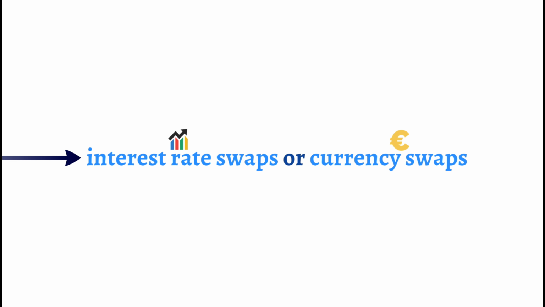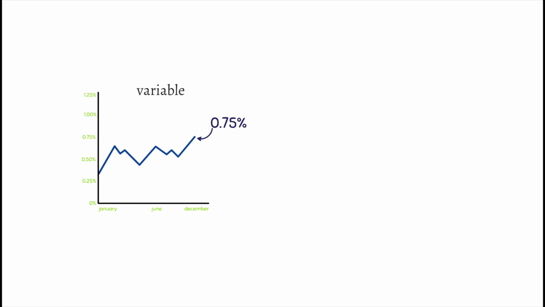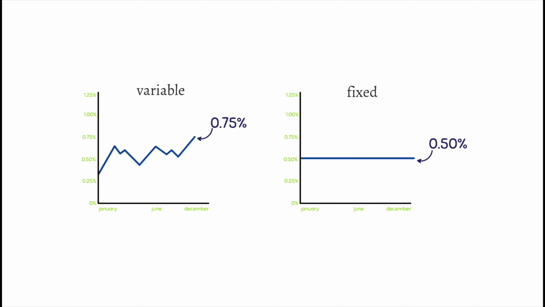But how exactly does a swap transaction work? We'll explore this next by looking at a specific example of an interest rate swap. There are two basic forms of interest rates. Interest rates can either be variable, where the rate is tied to a reference interest rate like the Euribor, which represents the interest rate at which banks lend to each other. This interest rate fluctuates daily, making it variable. On the other hand, interest rates can also be fixed, where the rate is set and remains constant throughout the entire term. So far, so good with the theory.